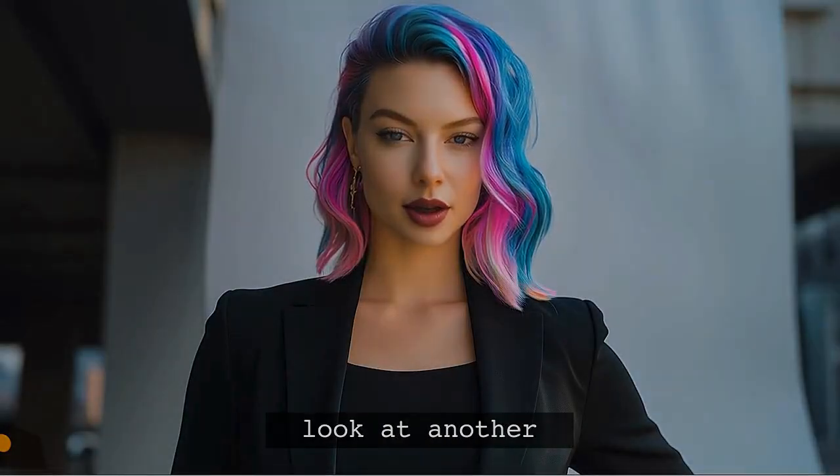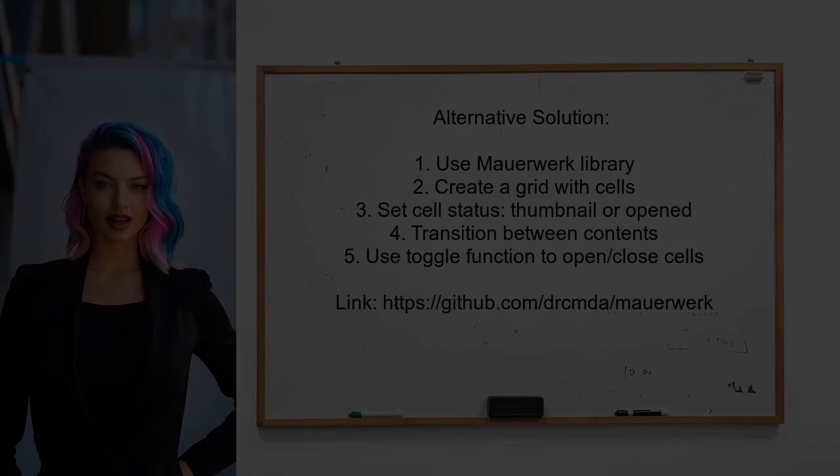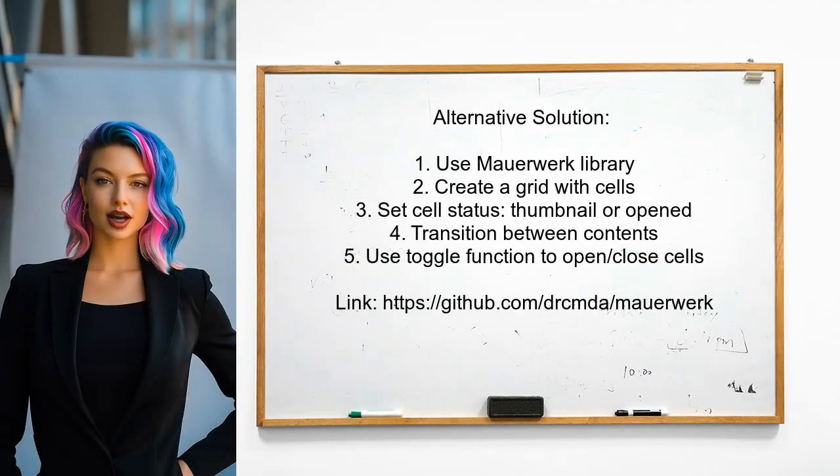Let's take a look at another one. One alternative solution comes from a user who suggests using a library called Mauerwerk. This library creates a grid where each cell can have a status, either in thumbnail or open mode. You can use this status to transition between contents, allowing for fading effects or other transitions. Additionally, there's a toggle function to open or close a cell.